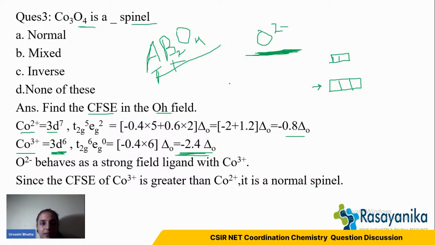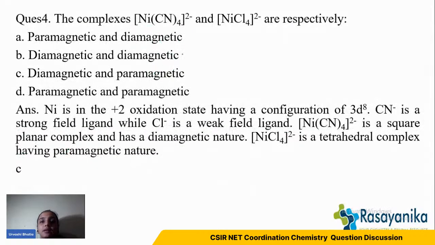So next question we'll see. Okay. So the complexes of nickel, these two complexes of nickel have been given. So we need to find out whether they are paramagnetic or diamagnetic. Now you can see that in both the complexes, nickel is in the +2 oxidation state. Okay, having a configuration of 3d8. It has a configuration of 4s2 3d8 valence configuration, and after removal of 2 electrons, we get 3d8.